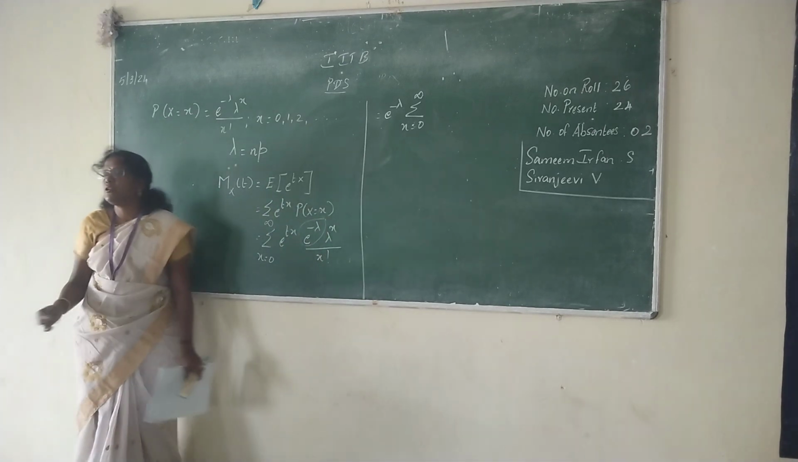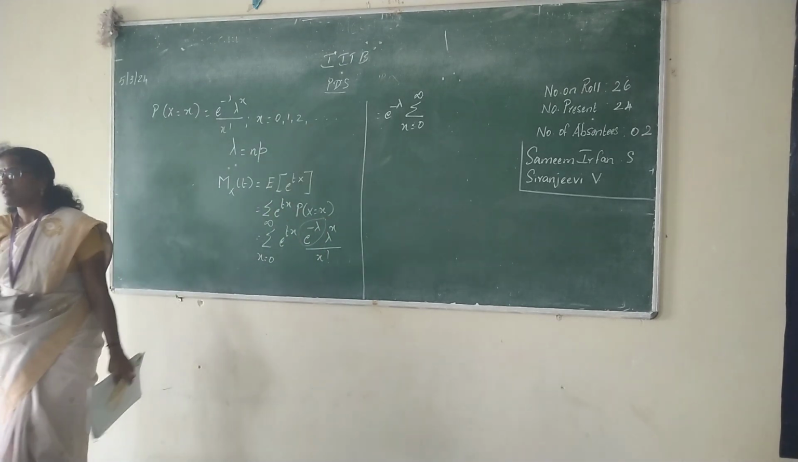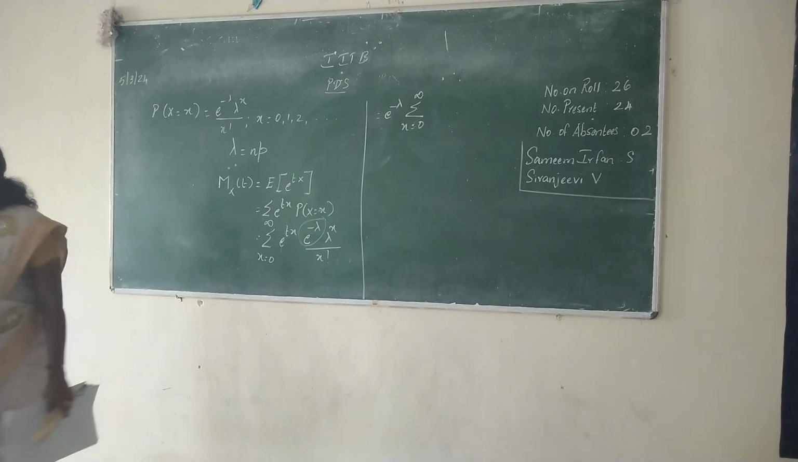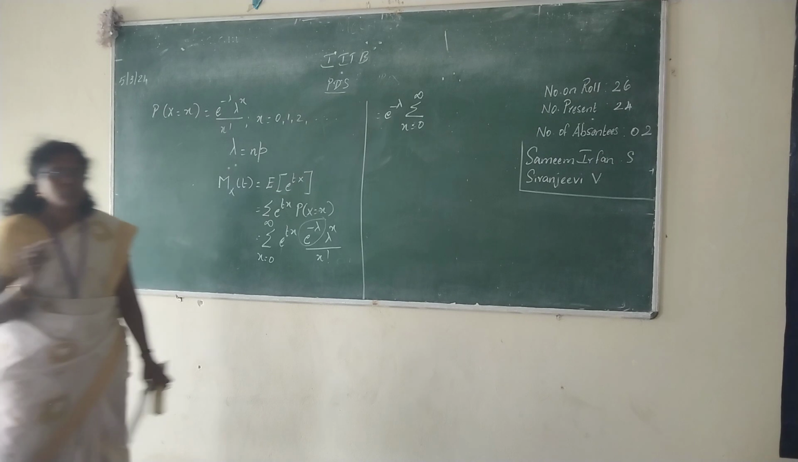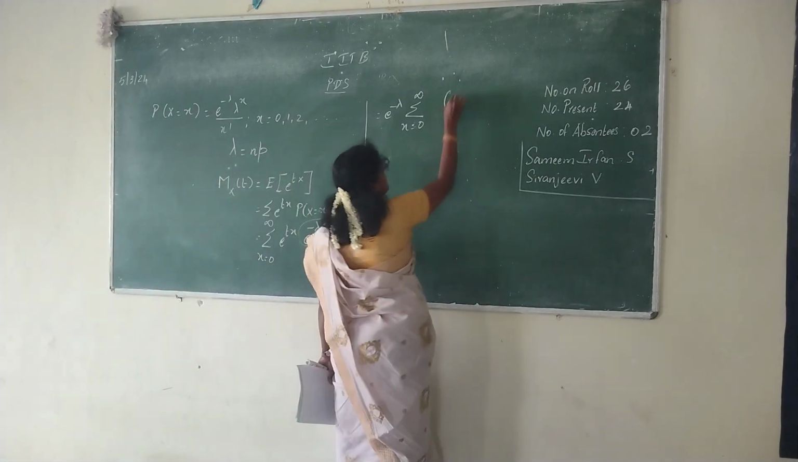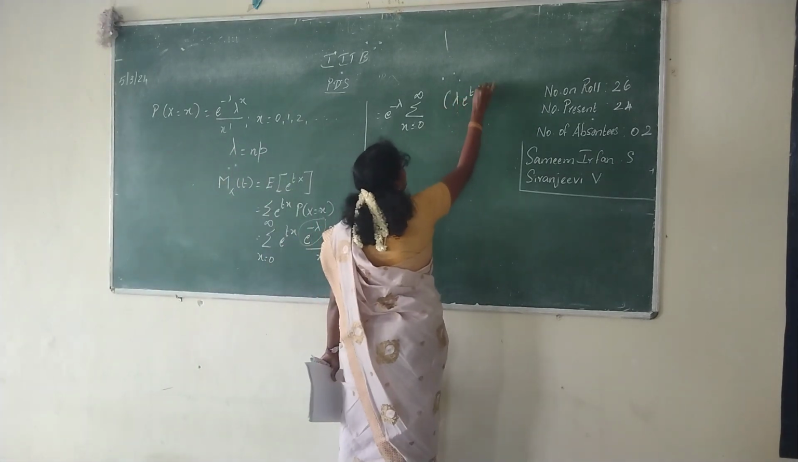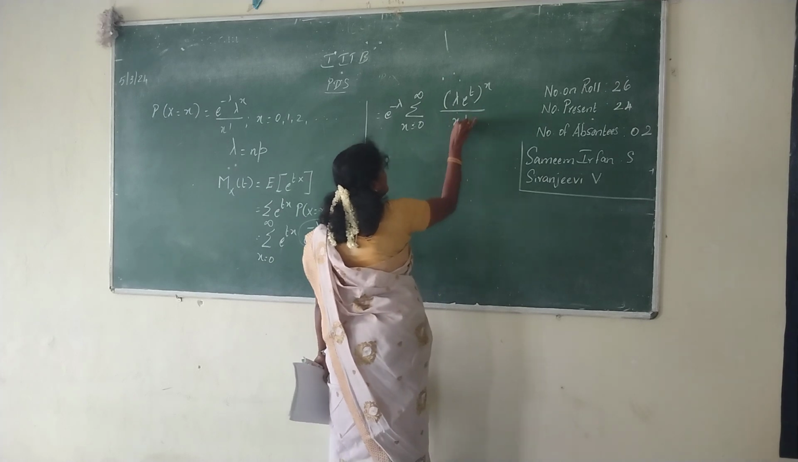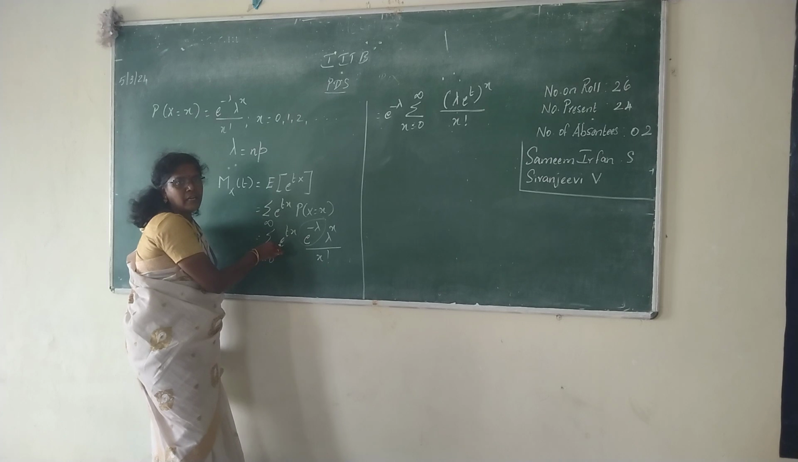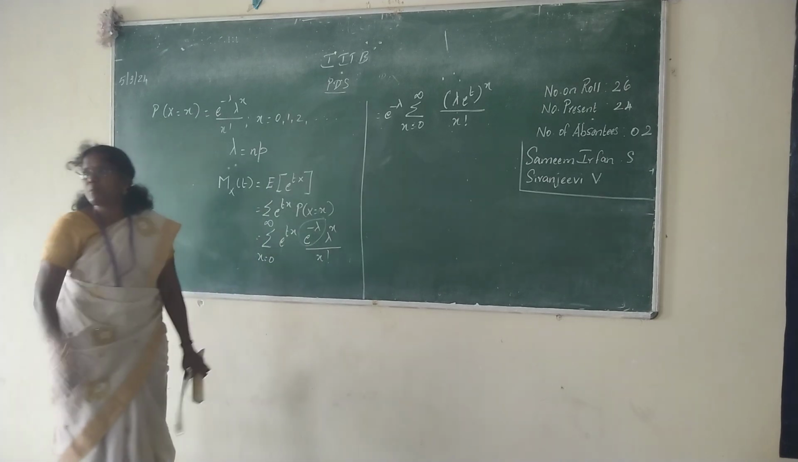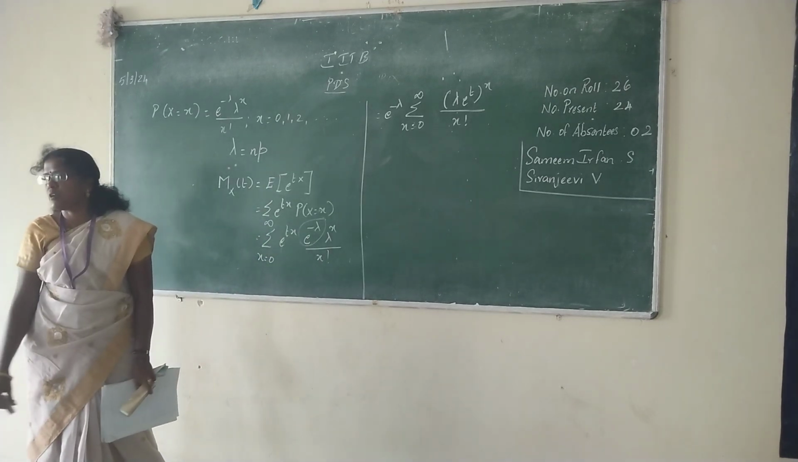Can we combine any two terms together? E power tx and lambda power x, because both are powers of x. So both can be combined and written as lambda e power t the whole power x by x factorial. Since both are powers of x, we can combine and write it as one single term. Now expand it and identify the corresponding formula.